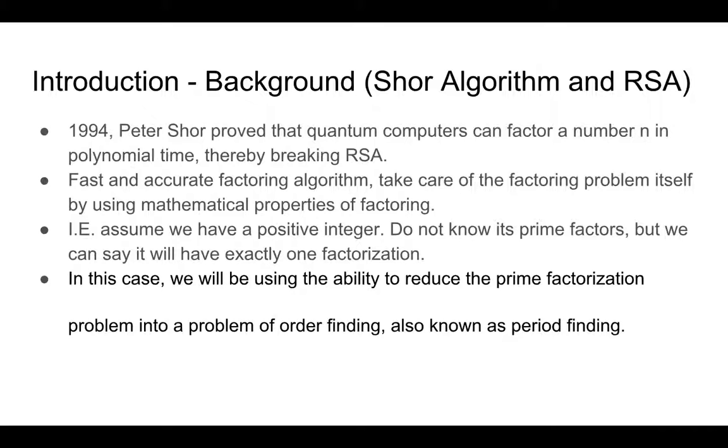The important thing to consider for a fast and accurate factoring algorithm is to take advantage of the factoring problem itself by using mathematical properties of factoring. For instance, we can assume that we have a positive integer. Although we don't know its prime factors, we can say it will have exactly one factorization. Even though this won't help in solving factorization, it will help us with the hope that it has another mathematical property we can use.